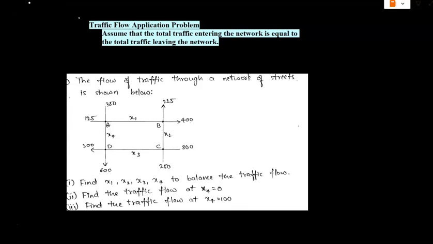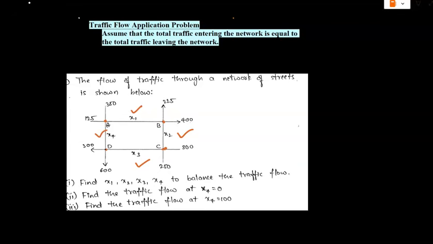Hi, let's see one of the important applications, which is traffic flow. These traffic networks can be described by directed networks. Whatever you see as the intersections here correspond to the nodes of the network. You can see the nodes are A, B, C, and D. So these intersections we call the nodes of the network, and the roads correspond to the directed edges or branches. You can see the roads are x1, x2, x3 and x4.